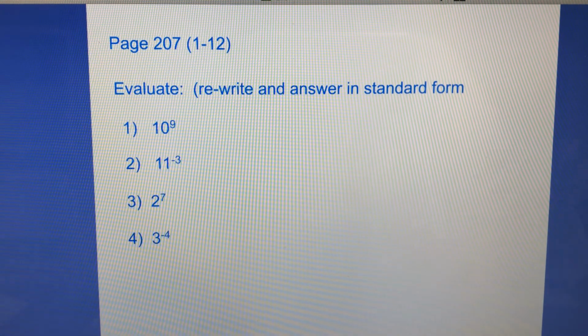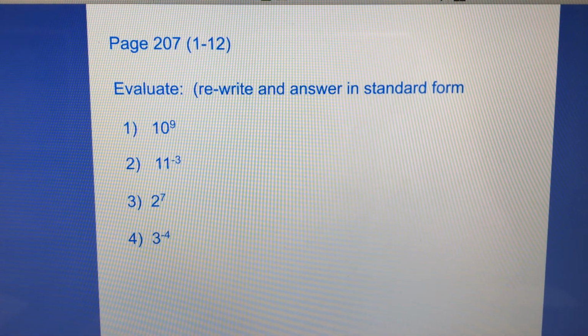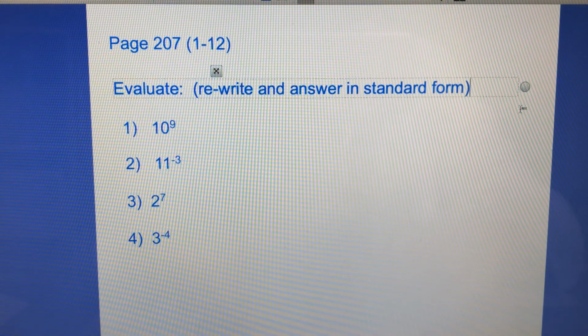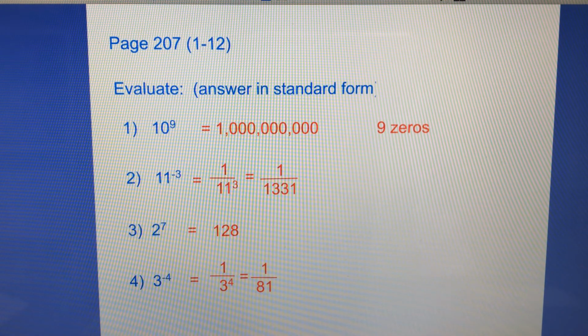Let's try a few. Pause the video. Let's do a few examples. Answer in standard form. Standard form means the actual answer. So what is 10 to the 9th? There we have 9 zeros. We have our thousands, our millions, and 1 billion.